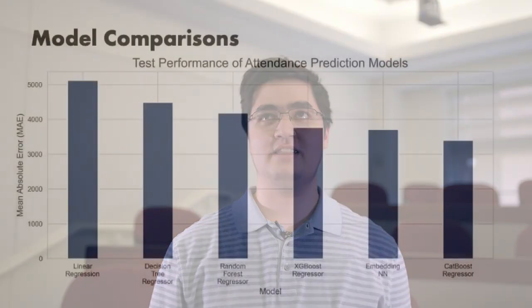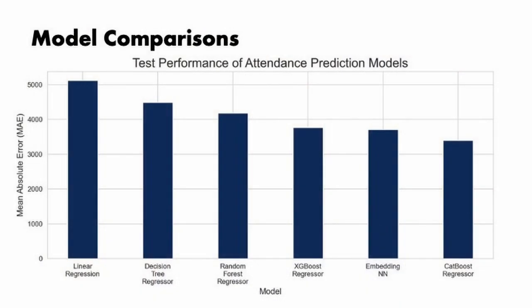As a brief overview of what models we tested, let's look at a graph that describes our model performances. As reference, we use mean absolute error as a metric, and lower is better in this case.